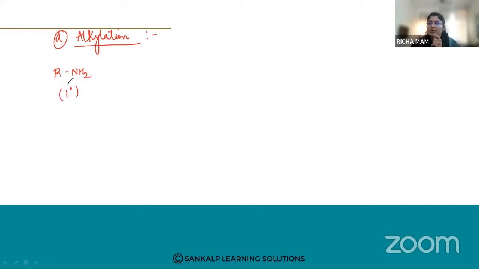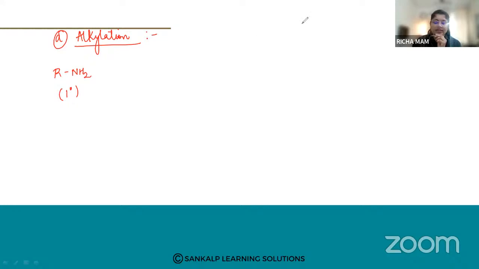Why? Because one of the hydrogens is replaced by an alkyl group. R can be an alkyl group or an aryl group. So what are we doing in alkylation? Amines will react with the alkyl halide. How do we represent alkyl halide, students?